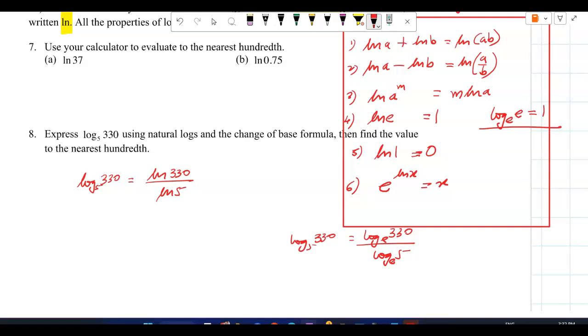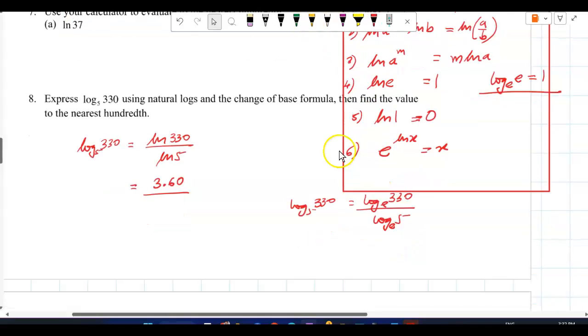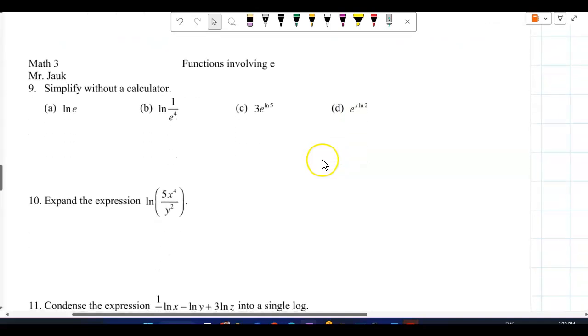So ln 330 upon ln 5 is 3.6 to the nearest 100th. So 3.60. Next, without a calculator.